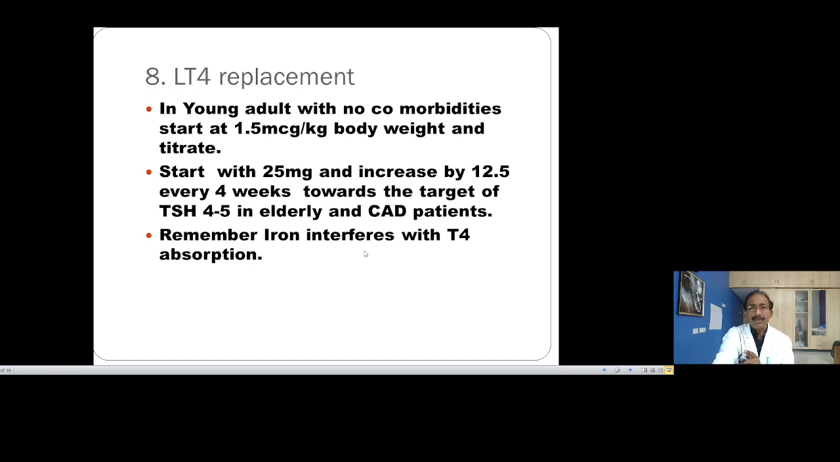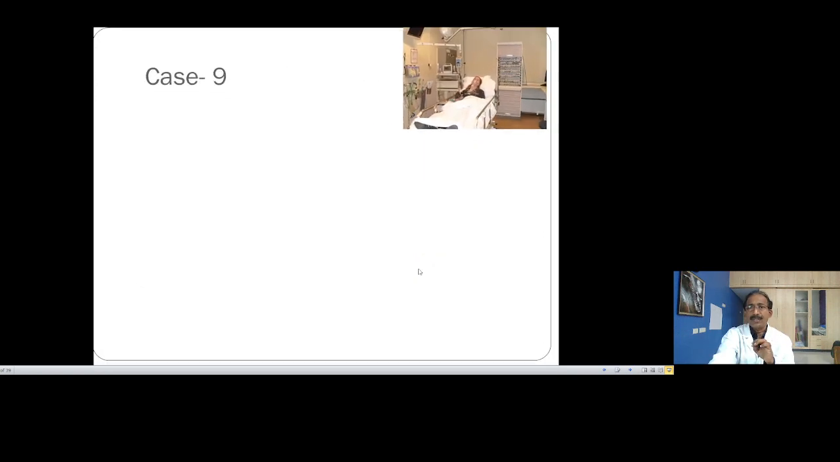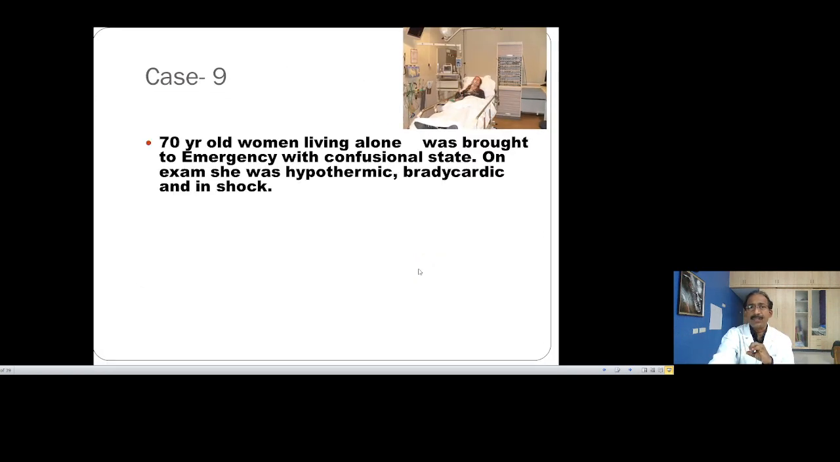And remember, iodine and calcium interfere with T4 absorption. So in pregnancy or in anemia, or other situations, you have to prescribe iron at night time or at least 4 hours after the thyroxine dose. Otherwise, it will interfere with the thyroxine action.